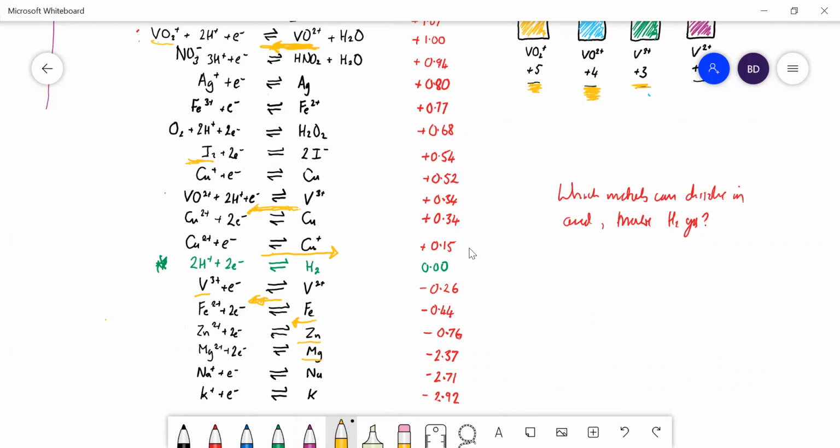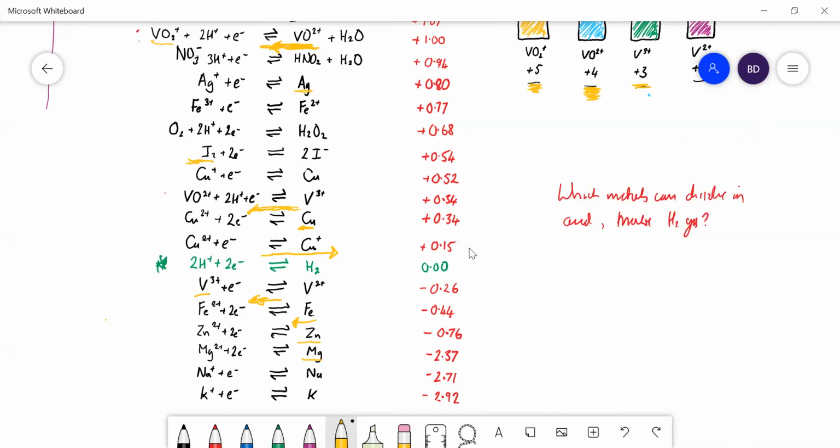Which ones can't it do? Well, it can't push copper backwards, can it? Because copper is more positive. It's above the hydrogen in the series there, so it can't react with copper. Are there any other metals there? Well, you can spot silver as well. It won't do silver. So it's basically copper and silver that will not dissolve in acid, because they're above that level in the electrochemical series, because the copper electrode potential and the silver electrode potential are more positive than the acid one.